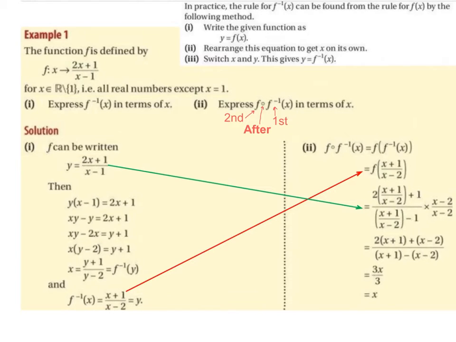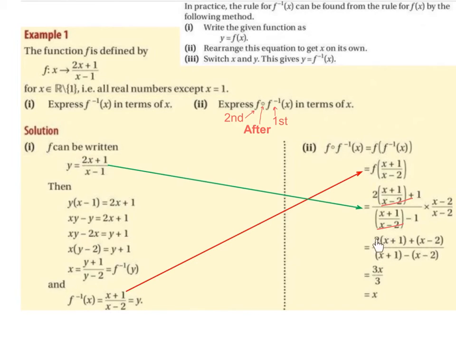So 2 times x plus 1 over x minus 2 multiplied by x minus 2. What will happen is the x minus 2's will just cancel. So we end up with 2 times x plus 1 in our numerator. And then 1 times x is x, and 1 times minus 2 is minus 2. Then we do the same on the bottom. We multiply by x minus 2, so that x minus 2 will cancel. And then we're left with x plus 1 in our denominator, and minus 1 times x minus 2 is going to be minus times x minus 2.